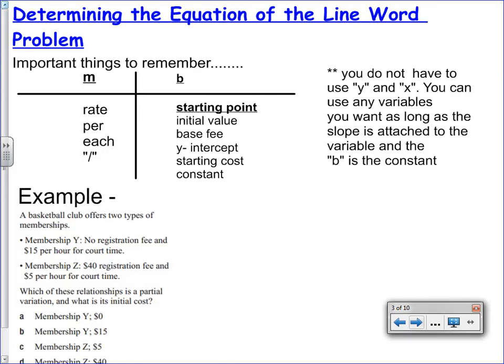Okay? The next one here, determining the equation of a line given word problems. You have inside your notebooks a wonderful chart that we came up with telling you all the M words, telling you all the B words. Important things to remember here. M is your rate. It means per. Sometimes each, for every. And usually if you see this little dash, that number is always talking about the M. B, it's your starting point, initial value, base fee, y-intercept, starting cost, constant. Those are all the words that mean your starting point. Again, there's a more in-depth note for this inside your notebooks. So I have here, you do not have to use y and x. You can use any variables you want as long as the slope is attached to the variable and the b is the constant.